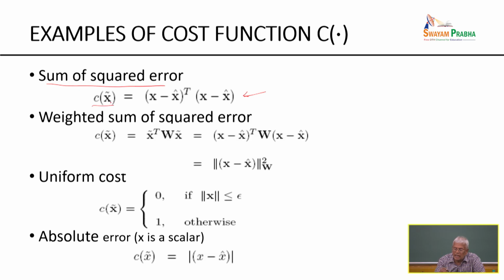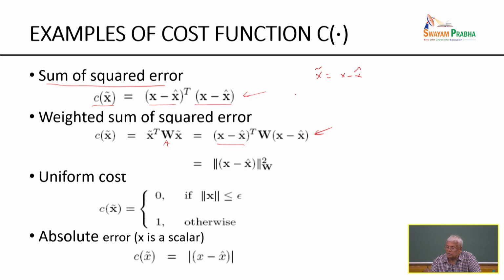And so C of x hat, the cost associated with the estimate x hat, is equal to x minus x hat. Please understand, x tilde is equal to x minus x hat. So the cost associated with the error is equal to the inner product of the error vector with itself. Then I can have a weighted least square estimate. So that is the weight matrix: x tilde transpose W x tilde, which is x minus x hat transpose W x minus x hat.